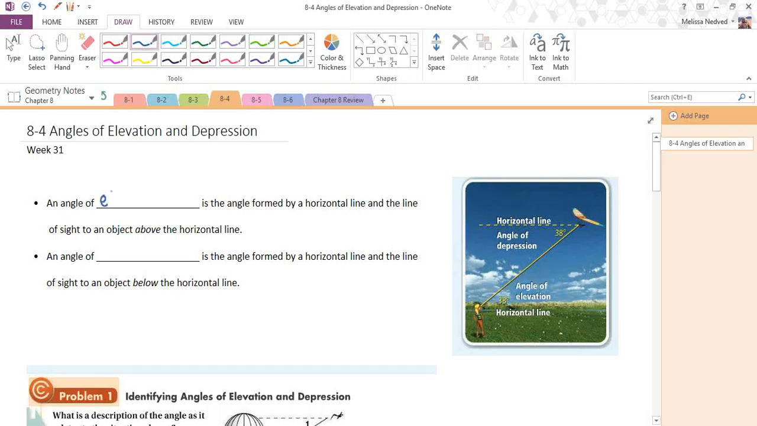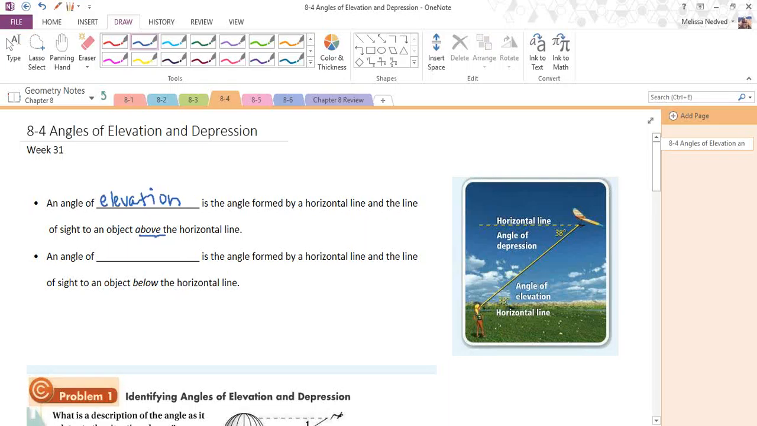The first term is an angle of elevation. An angle of elevation is the angle formed by a horizontal line and the line of sight to an object above the horizontal line. So when you think about angle of elevation, think about typically you consider it with eye level. If you were looking straight out eye level and then up to look at an object, that would be your angle of elevation. The change from straight out ahead of you to up until you spot your item.